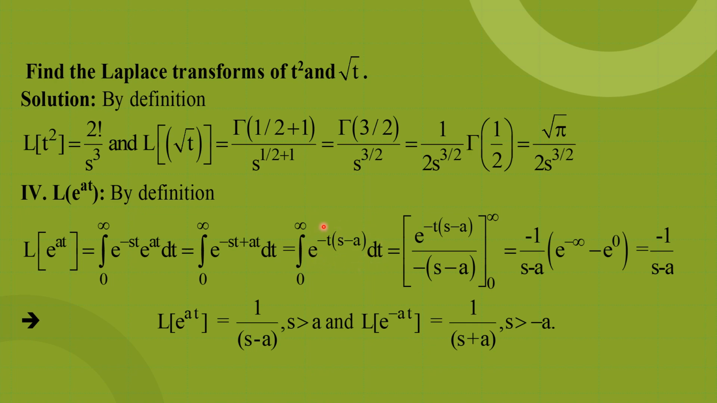So the integration of this term with respect to t is e power minus t times s minus a over minus of s minus a, between the upper and lower limits. Applying the upper limit gives e power minus infinity, minus 1 over s minus a. We write the outside minus and apply the lower limit, e power 0. E power minus infinity, you know, is 0, and e power 0 is equal to 1. So minus into minus gives plus, and we have 1 over s minus a. So Laplace of e power at is equal to 1 over s minus a, where s must be greater than a.